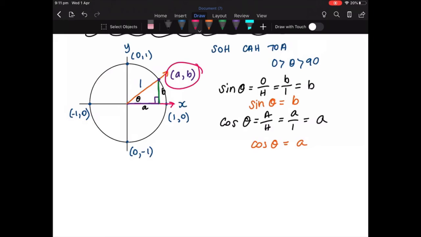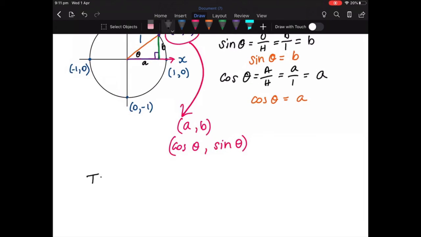If I go back to our coordinates here, the coordinate where that terminal side of the angle intersected with the unit circle was A, B, which I can now call cosine theta, comma, sine theta.